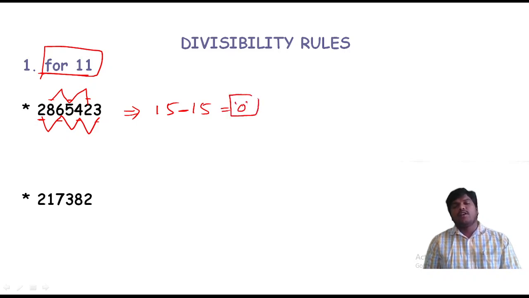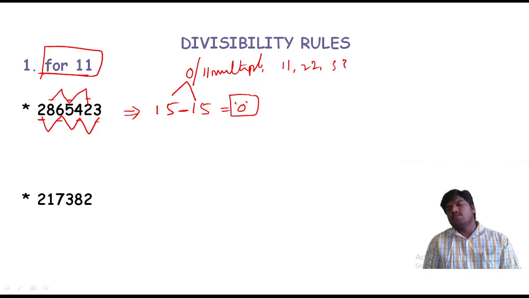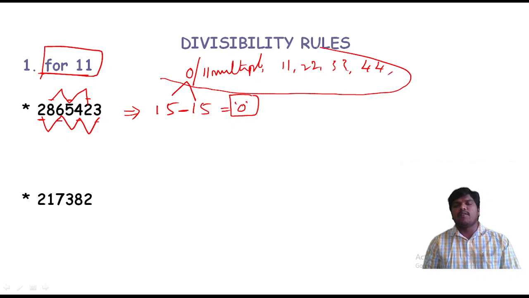Okay, if the difference between the odd places and even places is 0 or a multiple of 11, 11 multiples are 11, 22, 33, 44, like that. If we get 0 or a multiple of 11, then the whole number is exactly divisible by 11. We need to get 0 or a multiple of 11, then only the whole number is said to be divisible by 11. Otherwise it is not divisible by 11.